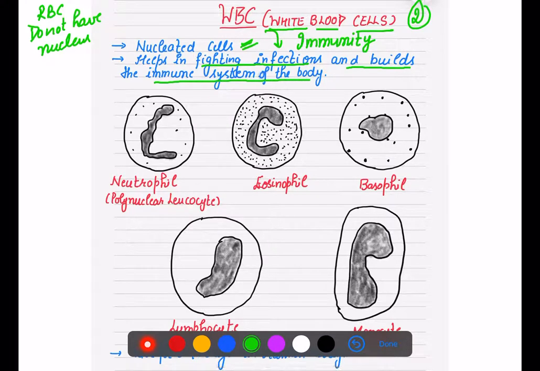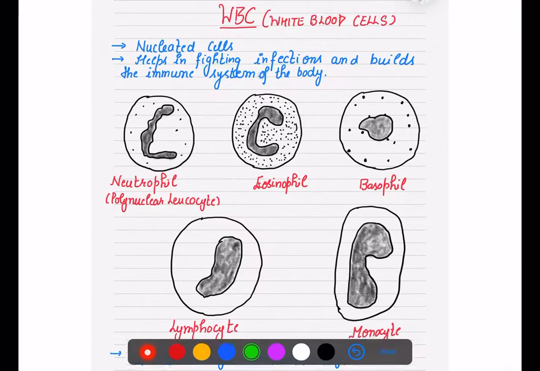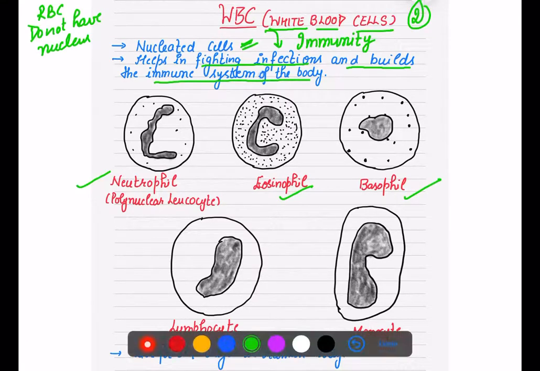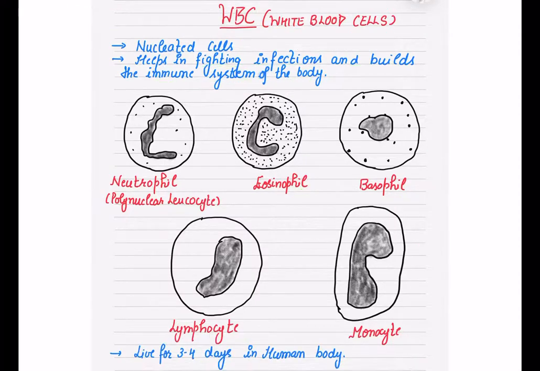Bahut tarah ke hote hain, ye 5 tarah ke hote hain, main neutrophils, eosinophils, basophils, lymphocytes and monocytes. That is the type of WBCs. These are lymphocytes and they are monocytes. So as you can see, they are nucleated cells. So they have different shaped nucleus. That is the polynuclear leukocytes. It is neutrophil. They are eosinophils, then basophils, monocyte and lymphocyte.